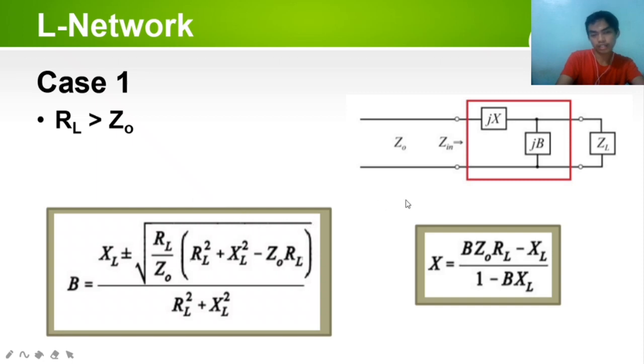For the reactance, X is equal to B, which is the susceptance, times the characteristic impedance Z0, times RL minus XL, all over 1 minus B times XL.